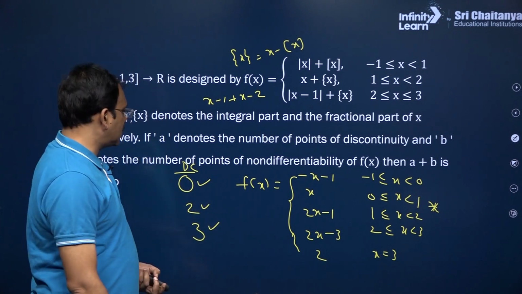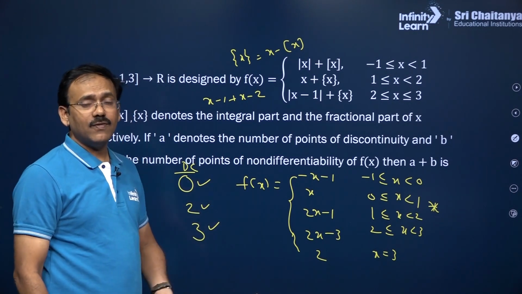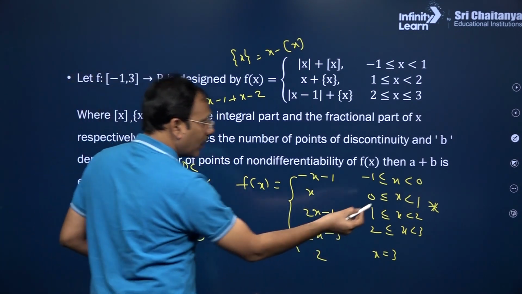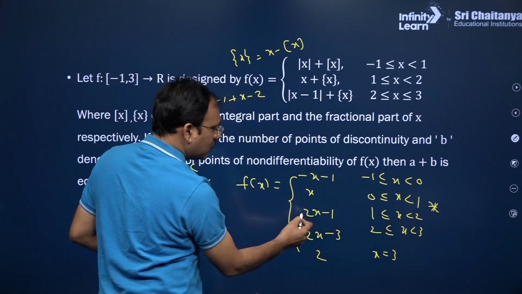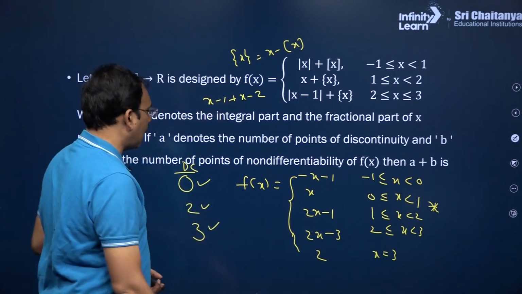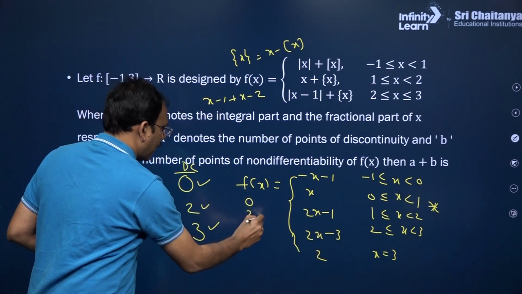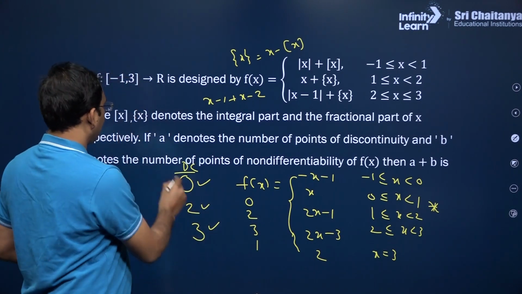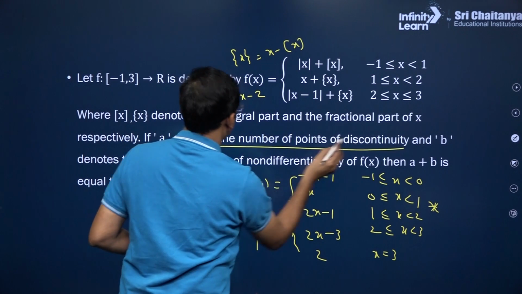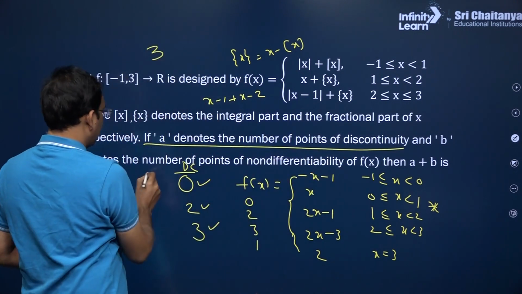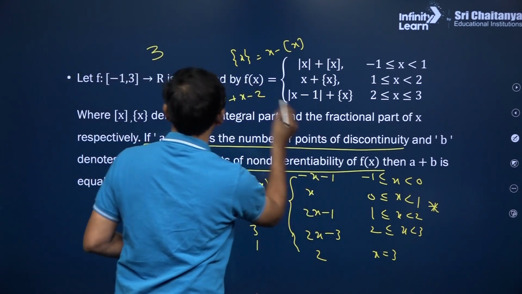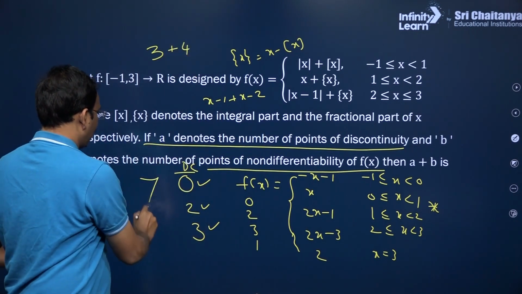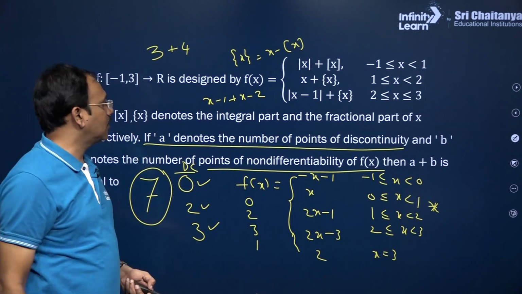Coming to differentiability, the points of discontinuity will also be points of non-differentiability. So at these 3 points, and at 1 you again check: left side derivative is 1, right side derivative is 2. So apart from these 3, 1 is also included. He is asking, A denotes the number of points of discontinuity, so A is 3, and B denotes the number of points of non-differentiability, which is 4. He is asking for A plus B, 3 plus 4, so 7 is the answer.